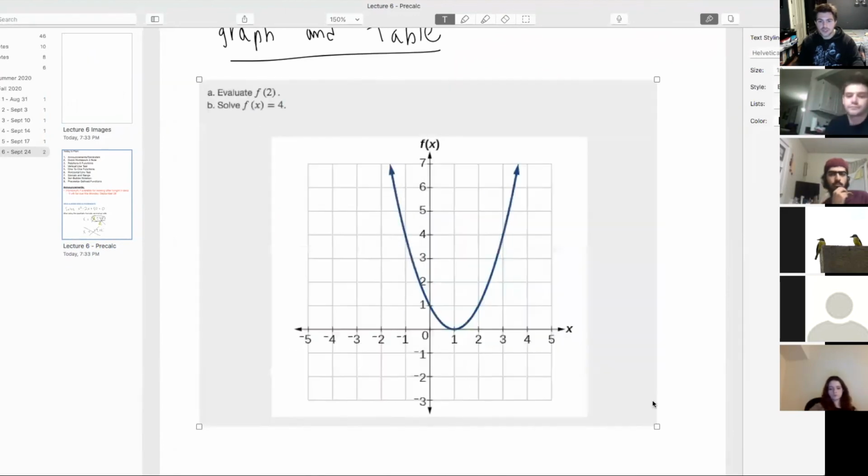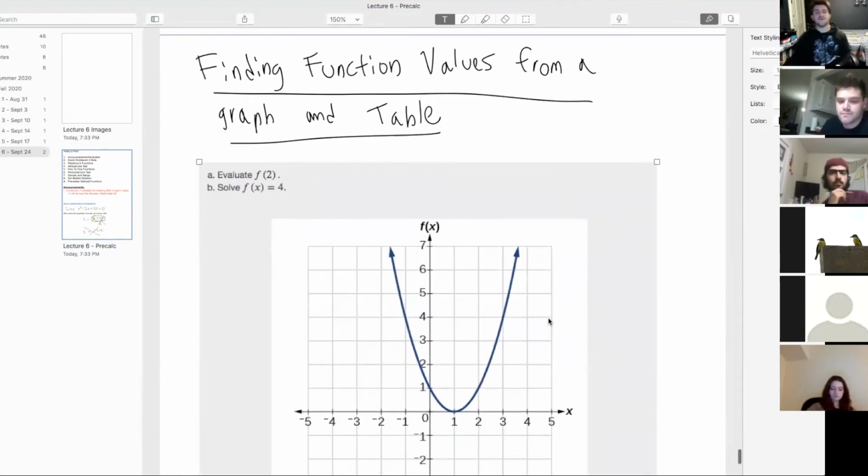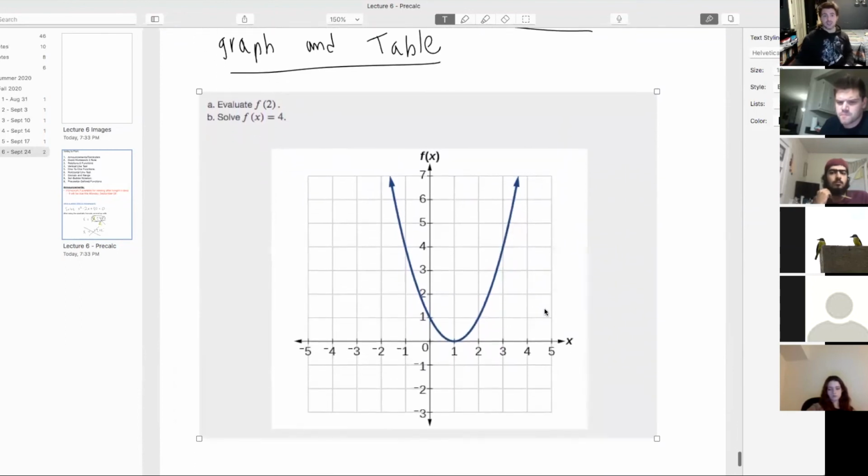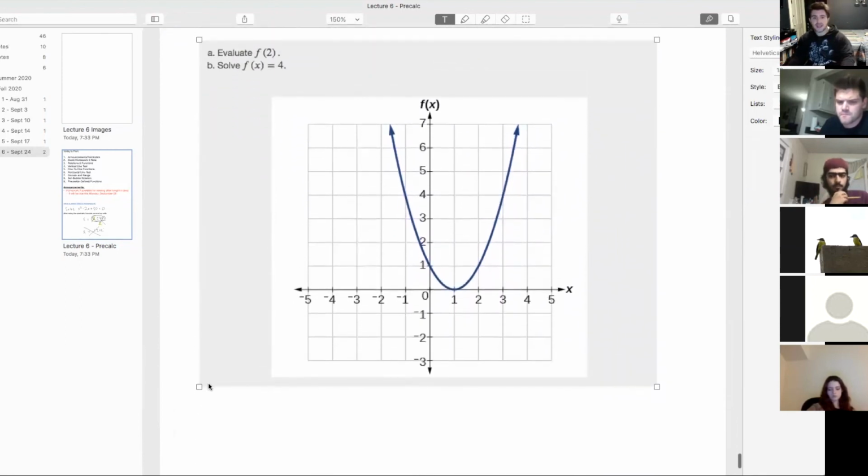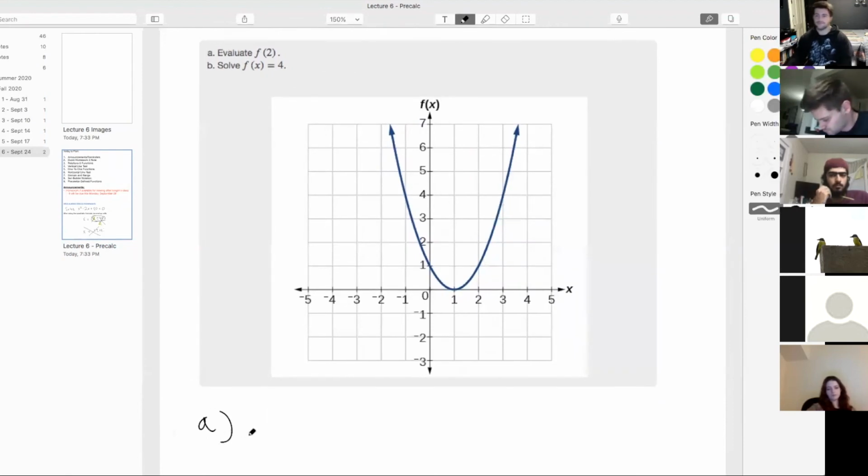Okay, so we could also find function values from a graph. Part A is asking us to evaluate f of 2. So how would we do this? Well, all you need to do is go to 2 on the x-axis and see which y value it got sent to. So 2 got mapped here, and what's the y value associated to it? It's 1. So f of 2 is 1.